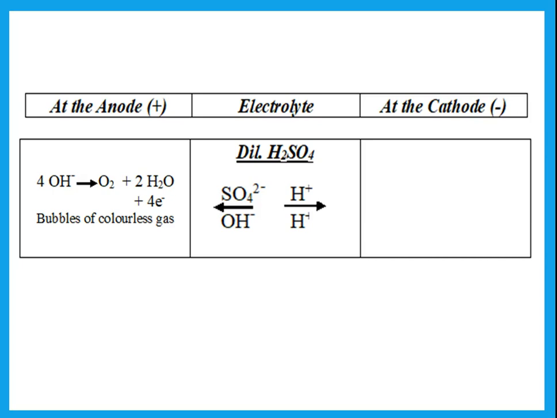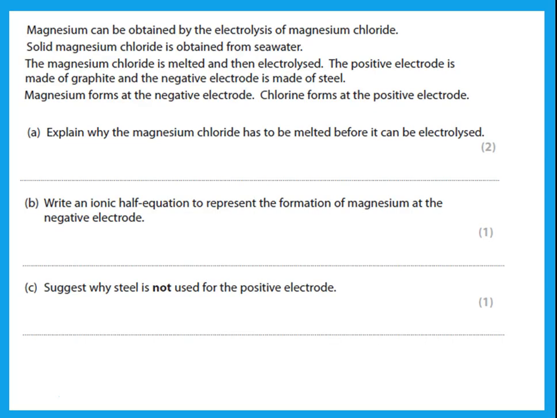When hydroxide reacts, it gives what? It gives oxygen plus water plus electrons, and balance. And that means what is observed? Bubbles of colorless gas. On the other end, I don't have a choice. I have only H+, so the H+ will take up electrons and become hydrogen molecule. Bubbles of colorless gas are formed. Do we understand this? Okay, let's try some questions.